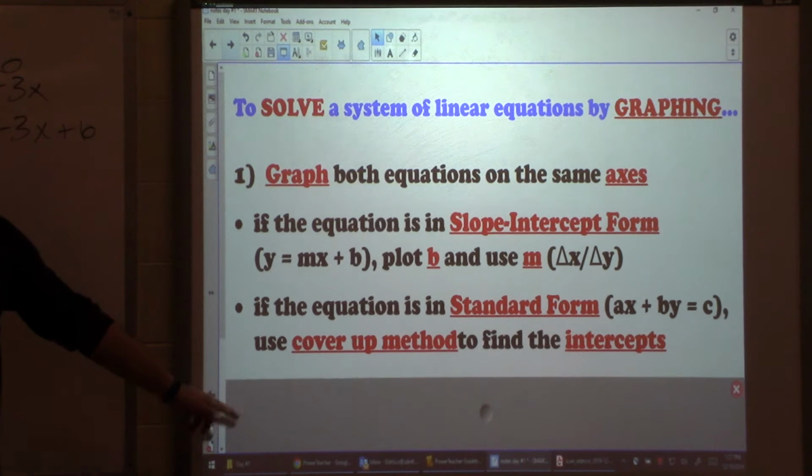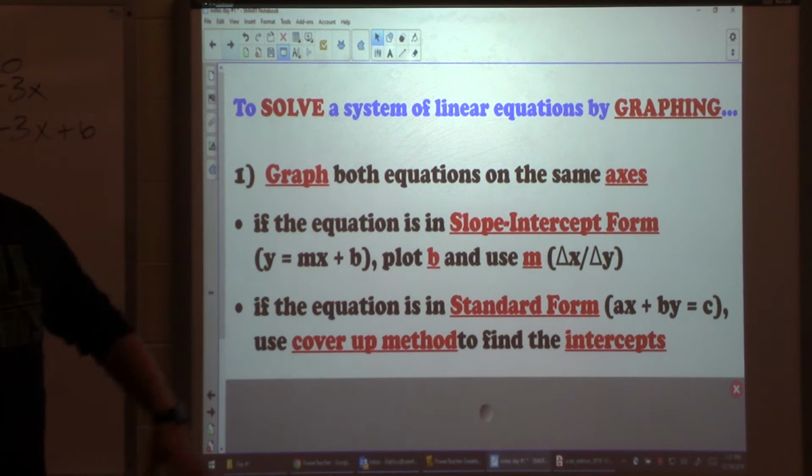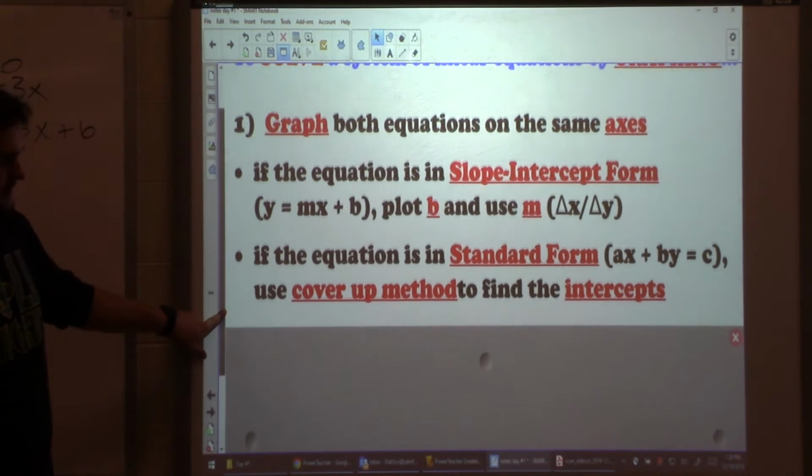Now this says if the equation's in slope-intercept form, plot it using your y-intercept and your slope. If it's in standard form, plot it using the cover-up. But I'm not super picky about that. If you want, instead of using the cover-up, change it to y equals mx plus b and graph it using slope and y-intercept, I'm perfectly okay with that. If you like the cover-up method, then use the cover-up method.